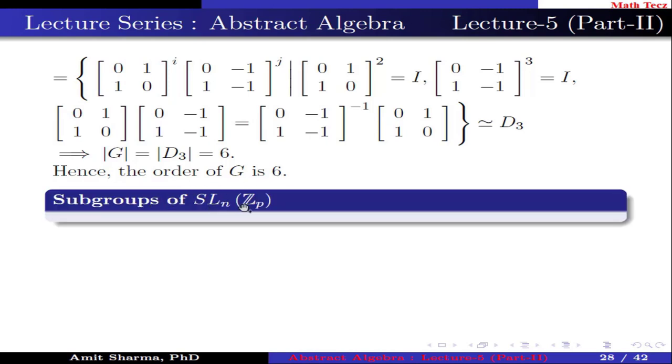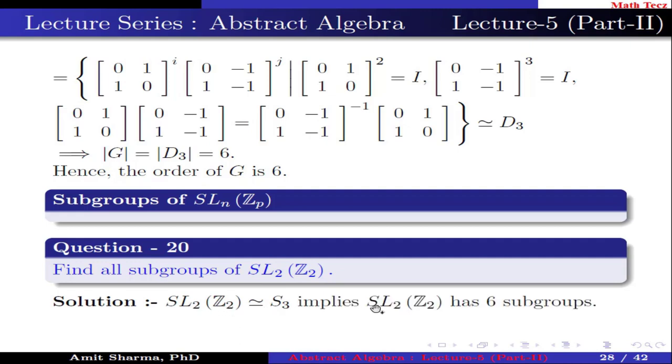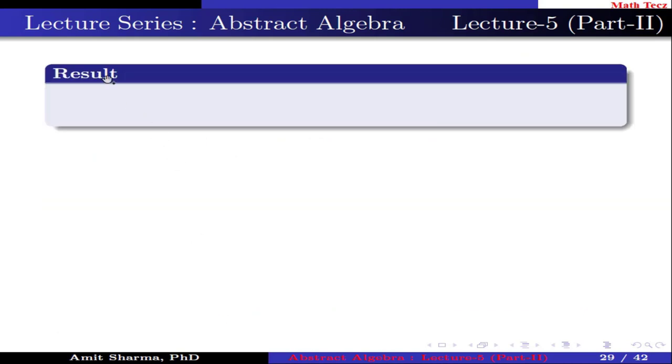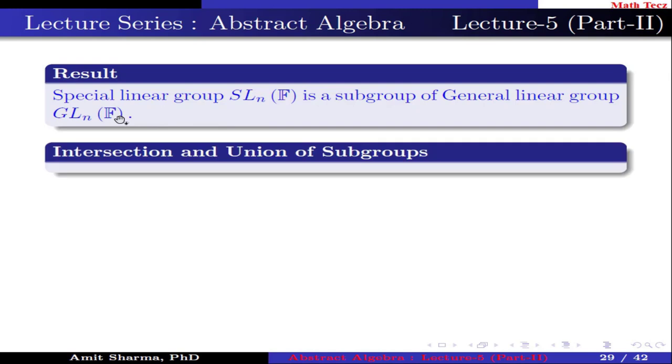Subgroups of SL(n, Zp). Question number 20. Find all subgroups of SL(2, Z2). We know that SL(2, Z2) is isomorphic to S3, which implies SL(2, Z2) has 6 subgroups. This is the same as question number 18. Next is a result: the special linear group SL(n, F) is a subgroup of the general linear group GL(n, F).